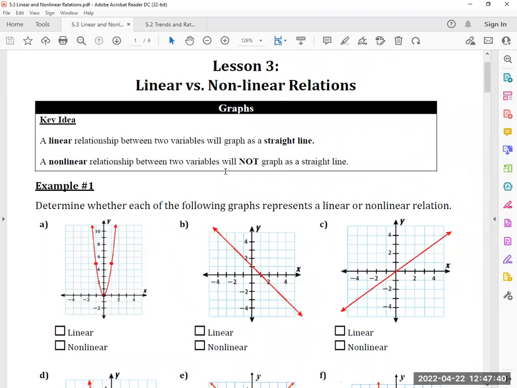So last class, 5.2, we looked at a whole bunch of graphs. Some were straight lines, some were curves, and we talked about the rate of change. Both examples had some kind of rate of change. And then we talked about whether it was increasing more and more and more, or if it was staying constant. Today's lesson is, simply put, is it constant or is it not constant?